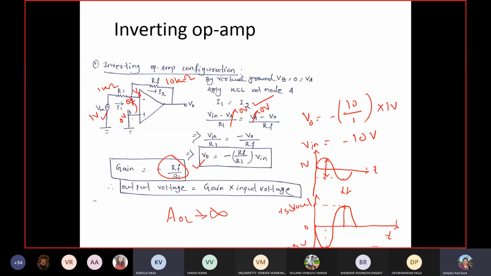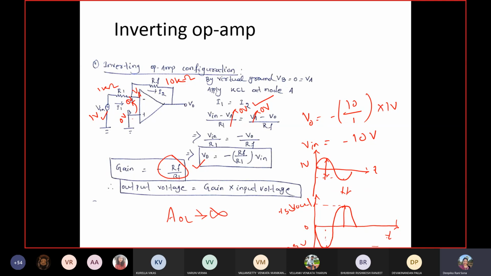If you are giving 1 volt, the output is 10 volts. So how quickly is the signal amplified? By varying the gain. In this case it is 10 times. You may take different RF and R1 values, and as per that you may amplify your output voltage. Okay, got the idea? Now the output is changing in the negative direction. I have given the input voltage at the negative input terminal, and I defined the gain, so I got my output phase shifted.